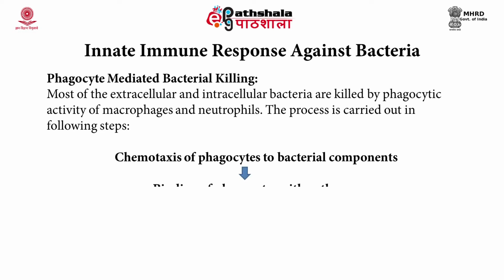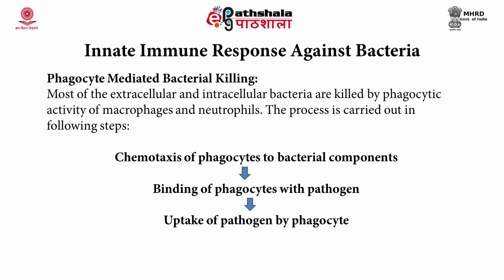The next step is binding of phagocytes with pathogen. The phagocytes may bind directly to the bacteria by pattern recognition molecules or indirectly through complement receptors. Uptake of pathogen by phagocyte is the next step. After chemotaxis and binding, the uptake of pathogen takes place, which is enhanced by macrophage activating cytokines, for example, the granulocyte macrophage colony stimulating factor GM-CSF.